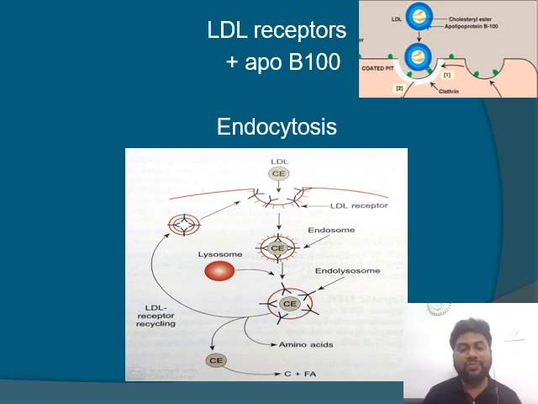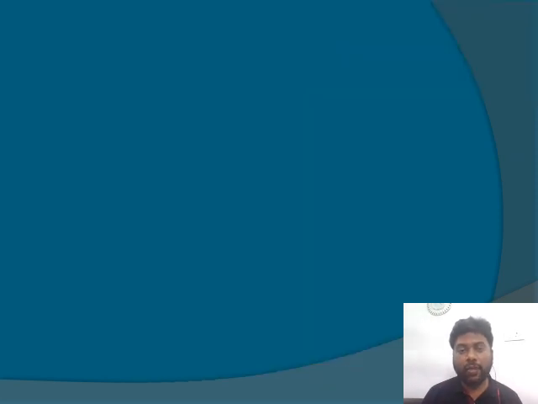Now this free cholesterol has two different fates within the cell. One is it can be used for any biological functions. Cholesterol has a lot of functions. It is needed for cell membrane synthesis, steroid hormone synthesis, vitamin D synthesis, and for the formation of bile salts and bile acids. All these functions are there. So depending upon the cell, it will be used for that particular function.